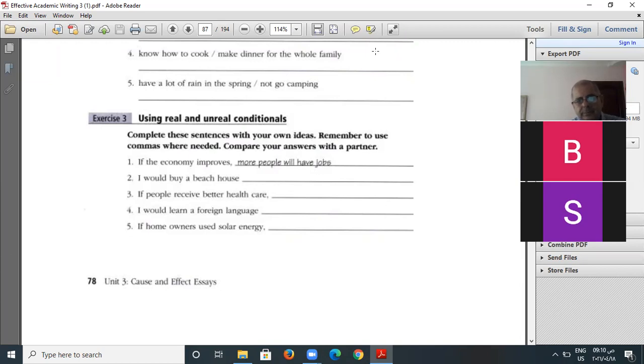If people receive better health care, they will live longer. And the second way we say it: they will live longer if people receive better health care. What kind of condition is here, number 3? Real or unreal? Real. Real, yes. Next.